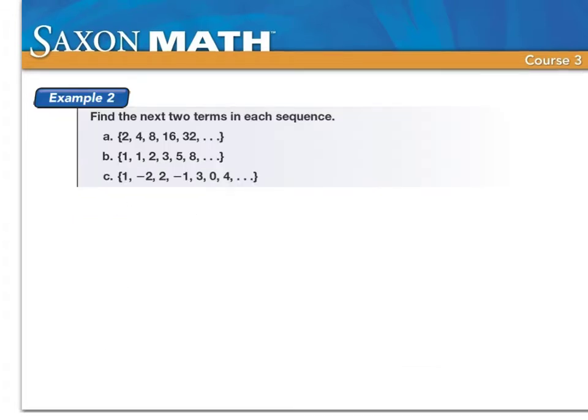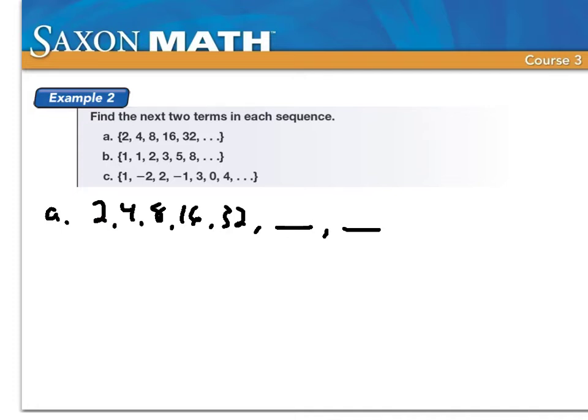Example 2 wants us to find the next two terms in each sequence. First thing I'm going to do is rewrite the sequences they give us. So we got 2, 4, 8, 16, 32, and then we want the next two terms. The easiest way to do this when we have a list like this is to figure out the pattern. The pattern here is pretty easy to see. I'm going times 2 in between each one.